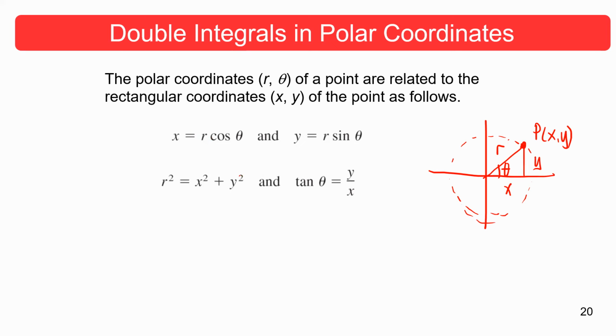r squared is equal to x squared plus y squared, because using the circle. And then using tangent theta is equal to y over x, you can say x is r cosine theta and y equals r sine theta. Or simply, sine theta is y over r, and cosine theta is x over r. That's why you have x is r cosine theta, y is r sine theta.